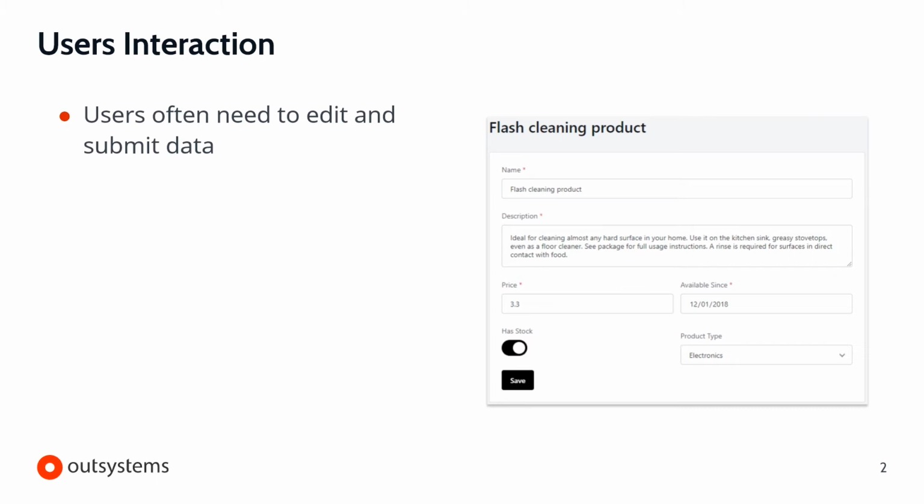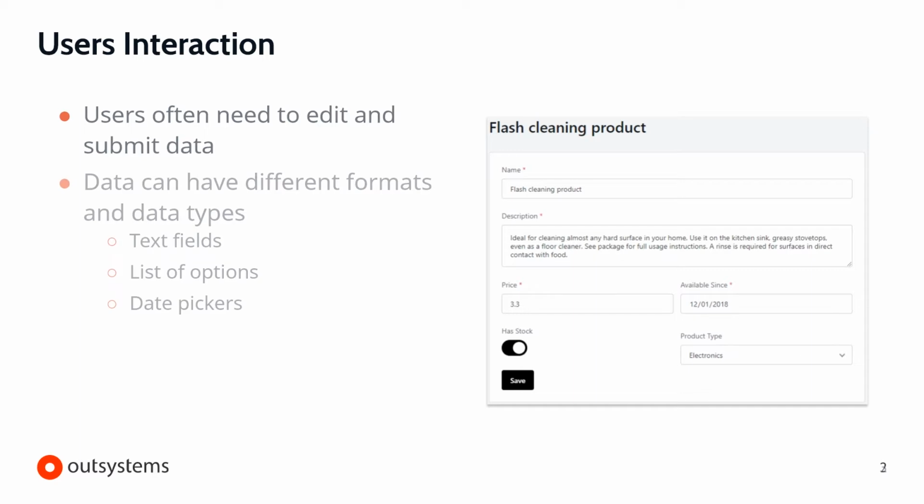Most of the applications do not simply display data to the end users. It's very common for users to have input forms to fill with some data or even edit some existing data. This data can have different formats and different data types. We can have input fields where we can just type text or a number, but also a list of options to choose from or a date picker.